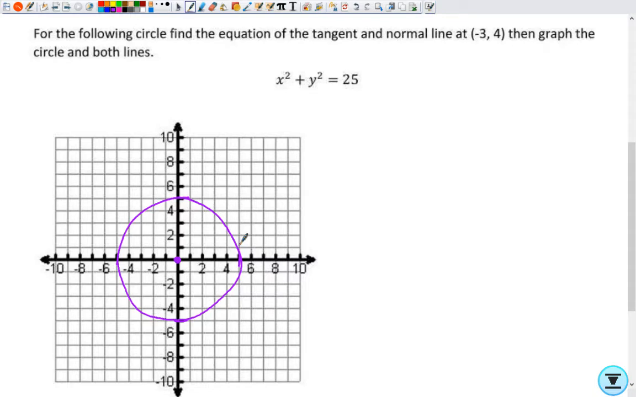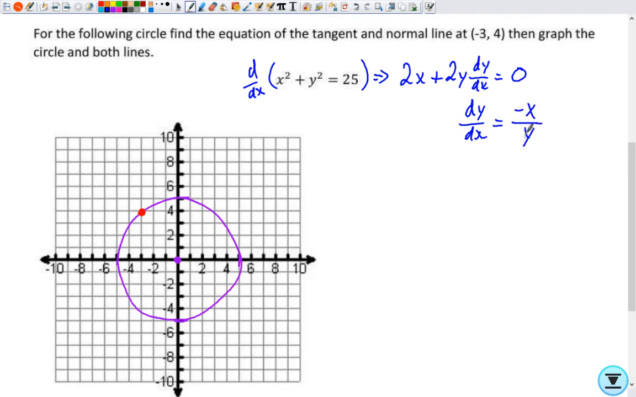And we're finding it at the point (-3, 4). So this is where our tangent line and our normal line are going to be. Before we can do anything, we need to find the slope. So again, we take the derivative of this with respect to x. That's going to give me 2x plus 2y dy over dx equals 0. Solve for our dy over dx, which equals negative x over y.